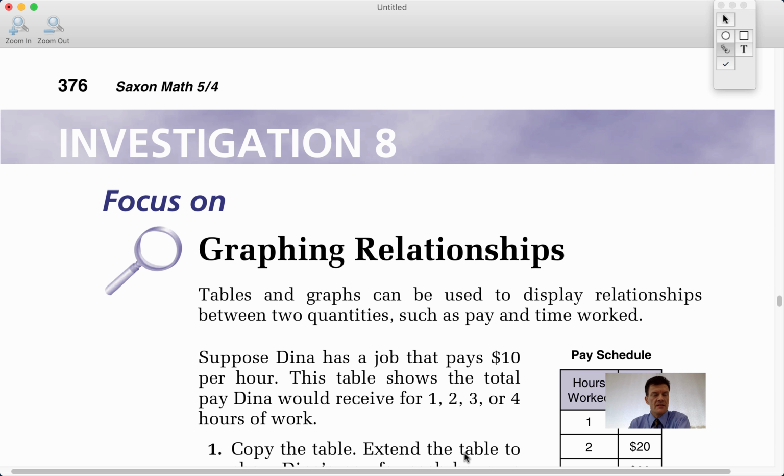All right, let's look at what is called here investigation number 8, and it's just a kind of a bonus. And we're going to focus on graphing relationships. So, relationships between two things can be illustrated using a graph, and you can also find that relationship with an equation. So, let's spend a little time talking about the relationship here that we can show using a graph. Okay?